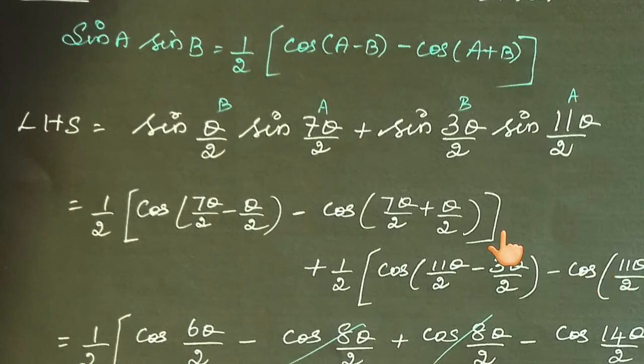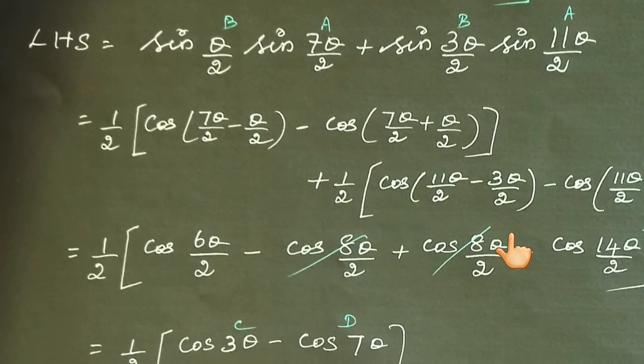The only thing you need to solve this sum is the identity, because for the rest of the steps we have to do only addition and subtraction. So you have to understand how important the identity is. Okay, next, half of 7 theta minus theta is 6 theta divided by 2, minus cos of, since the denominators are the same, we can add up the numerators, 7 theta plus theta is 8 theta, so minus cos of 8 theta by 2, plus half, we have taken common from both the terms.